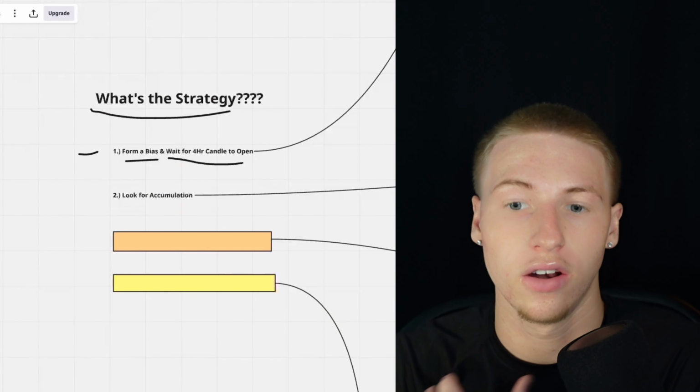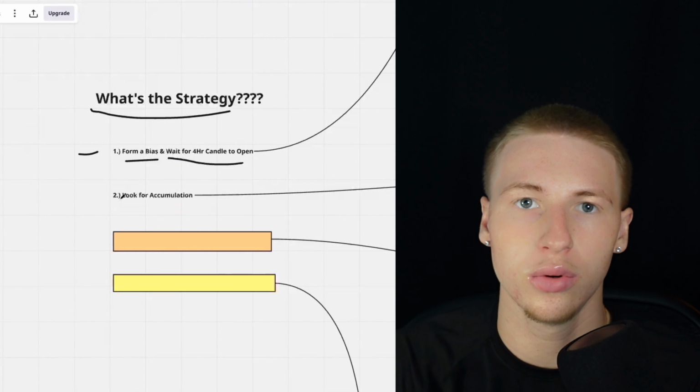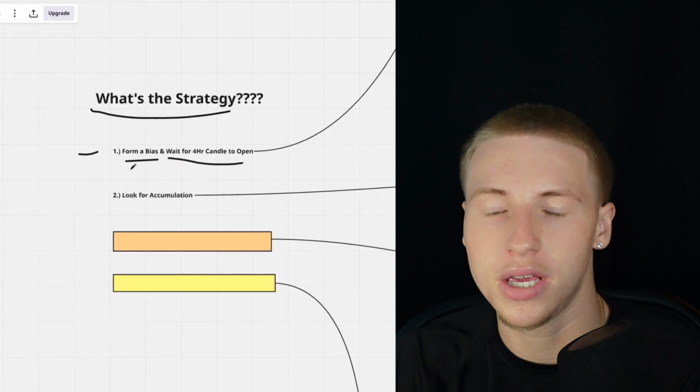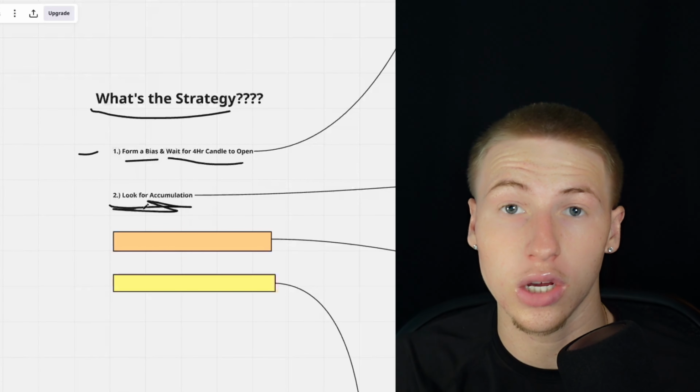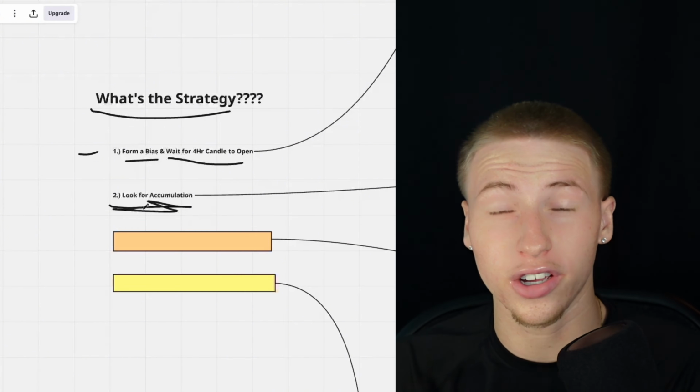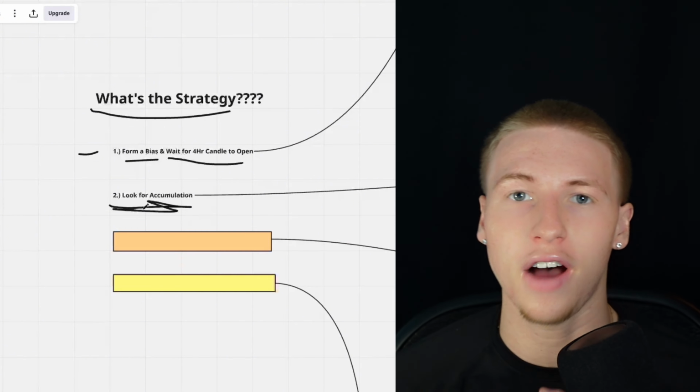Now, once that 4-hour candle has opened, it brings me to step 2. Step 2 is literally the first part of that PO3. It is for us to actually look for accumulation. That is the first thing we want to see. And I'm normally looking for accumulation within the 1 to 5 minute time frame.